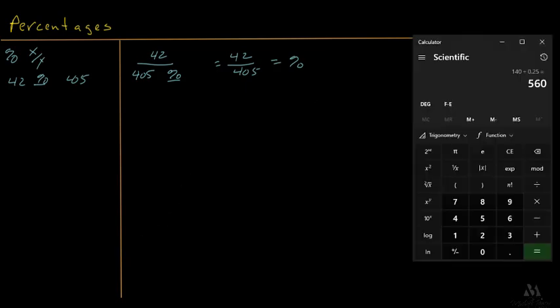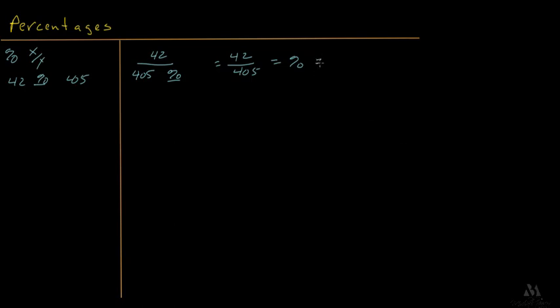And so 42 divided by 405 is going to give us 0.103. We got three significant figures here, 2 here, and this is going to equal 10%. We're going to have to take it times 100 to get our percentage, and we should get 10%.